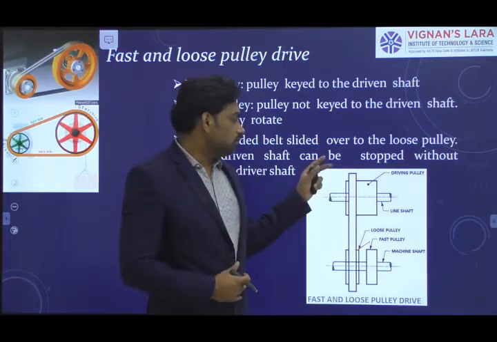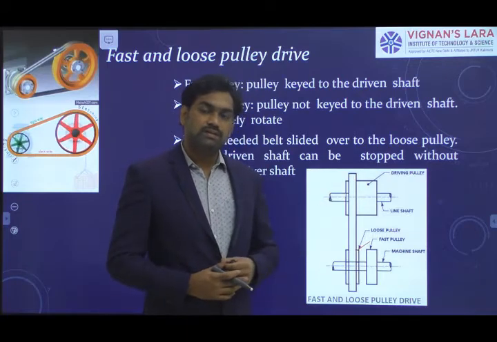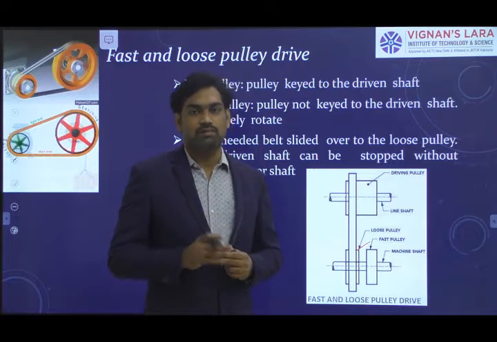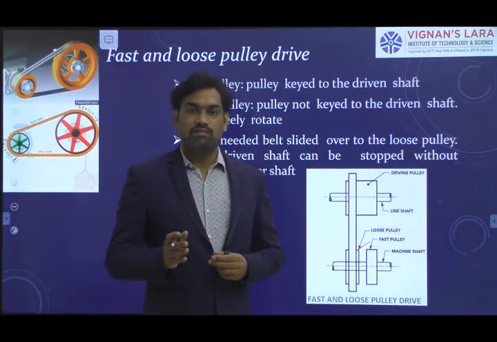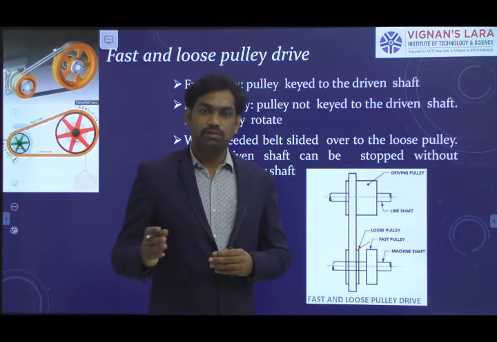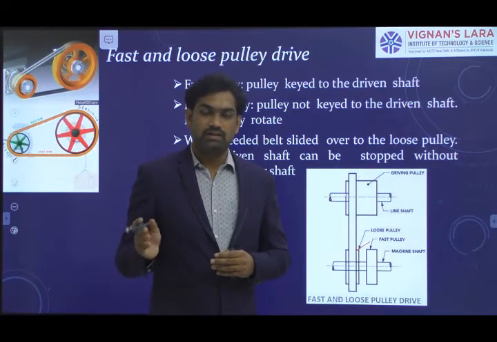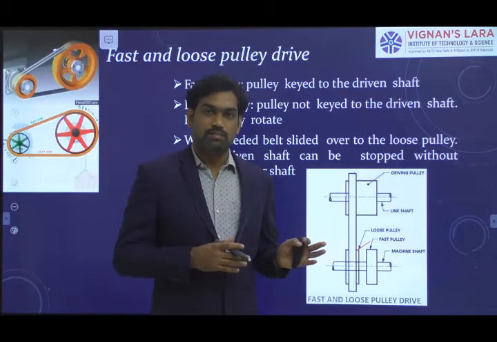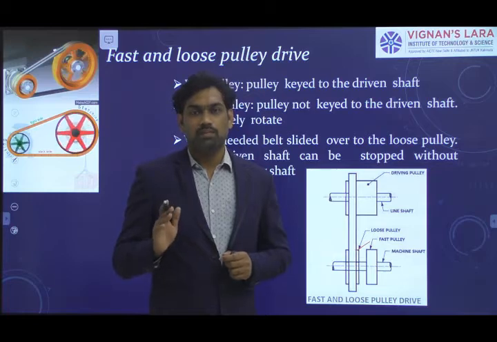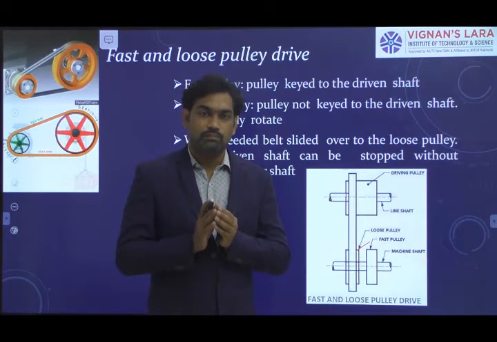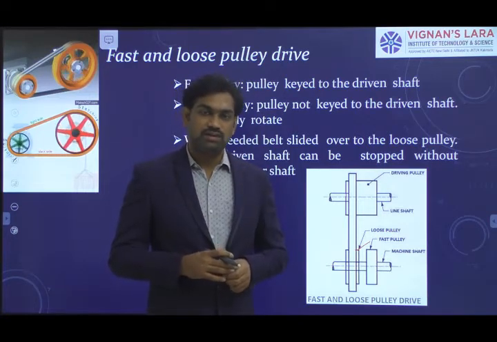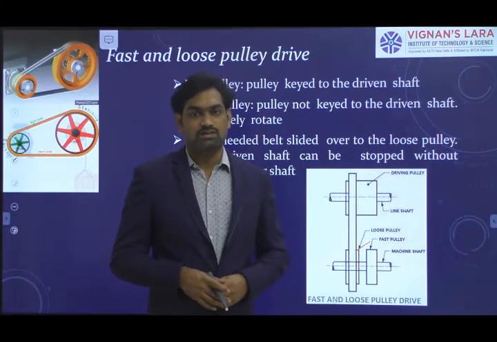So these kinds of pulley drives, that is fast and loose pulley drives, are used to cut off the power. If you want to cut off the power from the source to the driven member, we need to remove the belt, or completely shut off the driving member. But in cases where we want to cut off the power only for a particular interval of time, not completely, we go with this kind of fast and loose pulley drive.